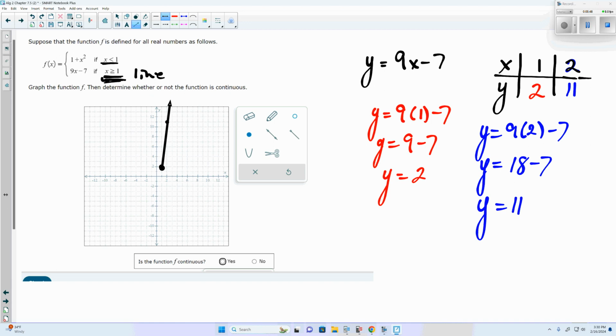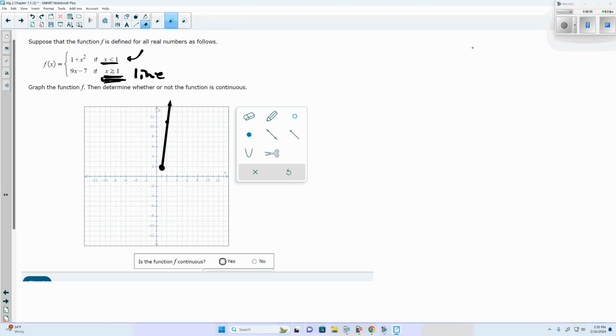Now the other half of the graph is this here, 1 plus x squared if x is less than 1. Now again, we're going to need some points to graph this here. One of the ways that we can do this, and it's pretty simple, is to just graph x squared plus 1 and see what that graph is.